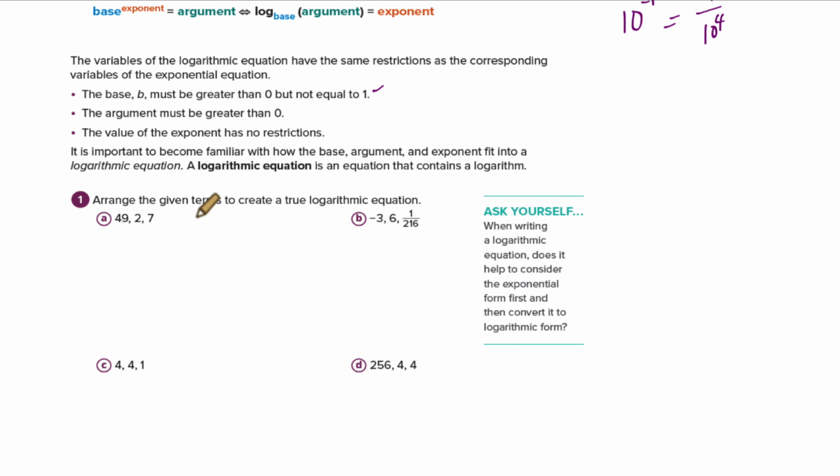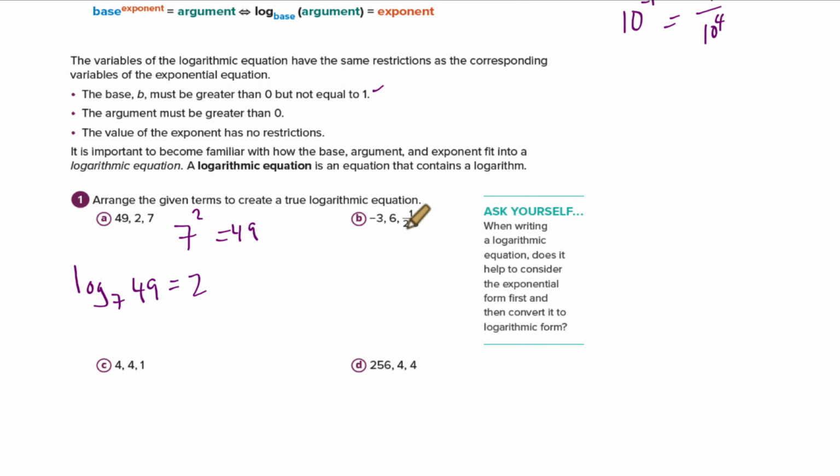Start with A. A is pretty easy. We have a 49, a 2, and a 7. So, by looking at this, hopefully we can figure out that 7 squared equals 49. They want us to write a logarithmic equation, so I would write the log of the base always equals the exponent. And then that means 49 goes right here. So that would be the logarithmic equation for part A.